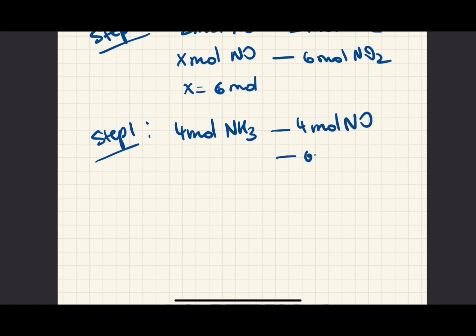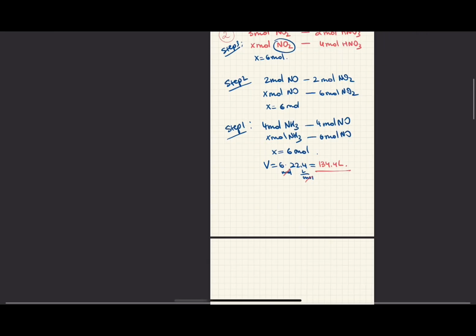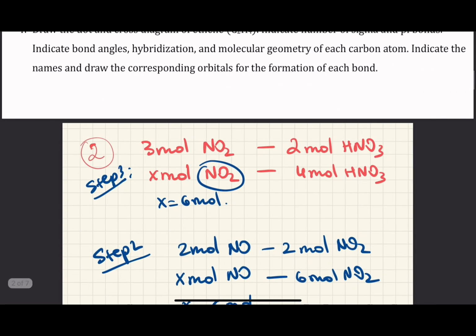If you have 6 mole of NO, it would be X mole of NH3. X would be just 6 mole, and then V would be 6 times 22.4, and this is liter per mole. These are the units. Mole and mole cancel. You have 134.4 liters, and that's it. Okay, so that solves the question.